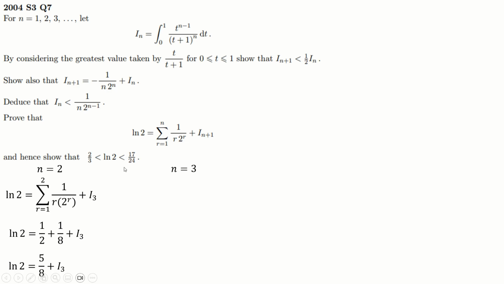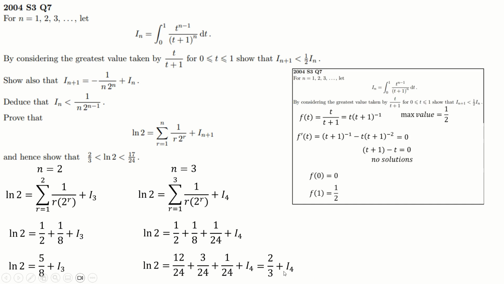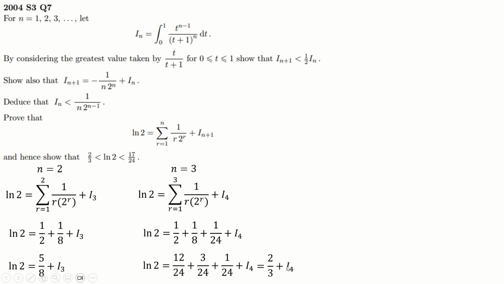So what I decided to do was just go to the next one and hope that one more term, which ends up being a 24th, because it's 1 over 3 times 2 to the 3, which is 8. It's 24. And perfect, that gave me the 2/3. So this was kind of where I was going with that. Log 2 is 2/3 plus whatever I4 is. And now we just need to argue here that I4 is just some really small positive number, right? Because if it was, then that would make log 2 slightly bigger than 2/3.